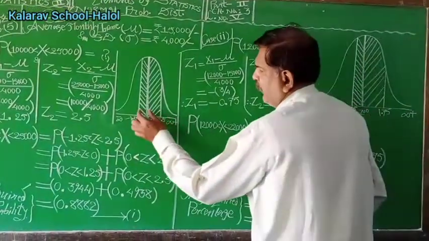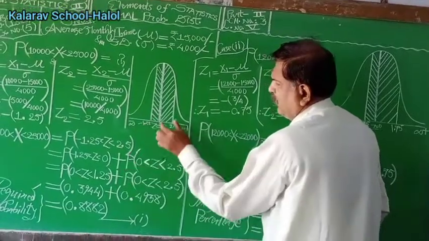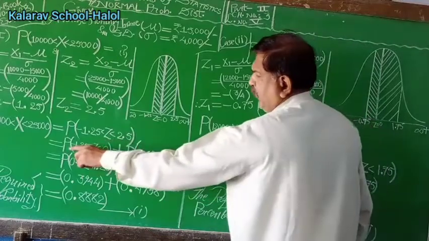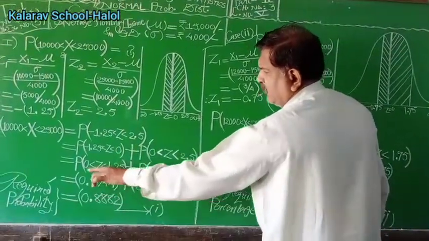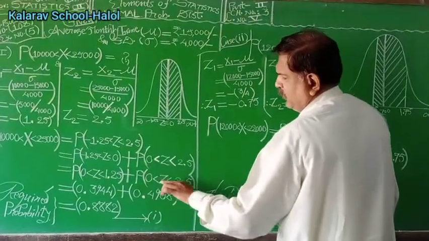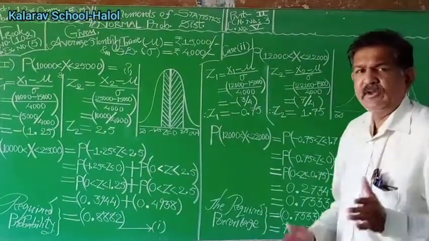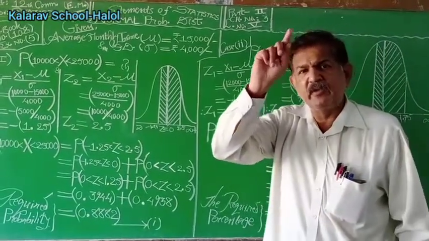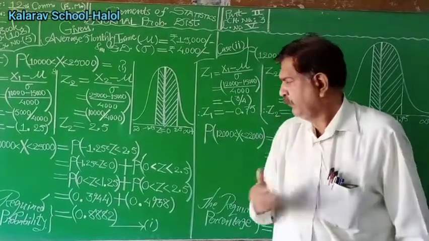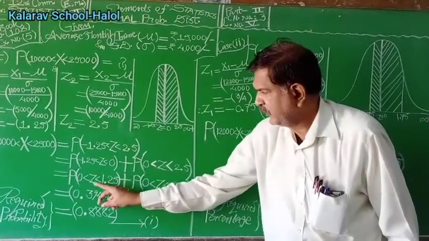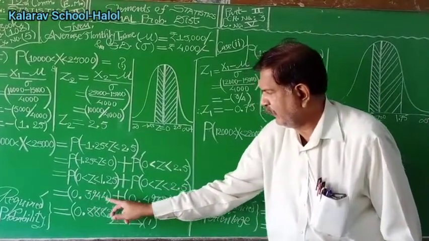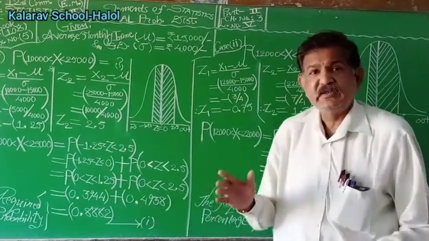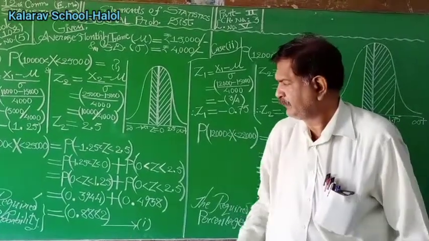So what will happen? Minus 1.25 to 0 and 0 to 2.5. But we know that minus 1.25 to 0 is the same as 0 to 1.25, and 0 to 2.5. Now the table value, the statistical Z table, on page number 212 in our textbook part 2. If you see 1.25, the related area is 0.3944 and for 2.5 the related area is 0.4958. See the table, keep the textbook with you.